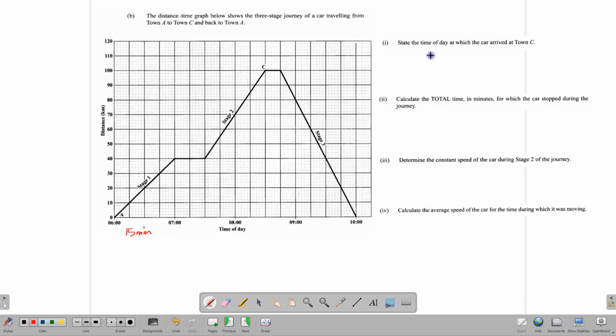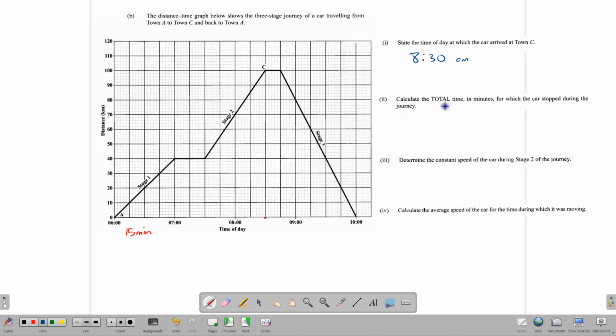All right, let's talk about our questions. State the time of day at which the train arrived at town C. The car arrived at town C at this point in time, which is right here, and so this is 8. Remember, each of these is 15 minutes. So this is 8:15 plus 15 more. That would be 8:30, assuming it's AM, and that would be our time when the train arrived at town C.